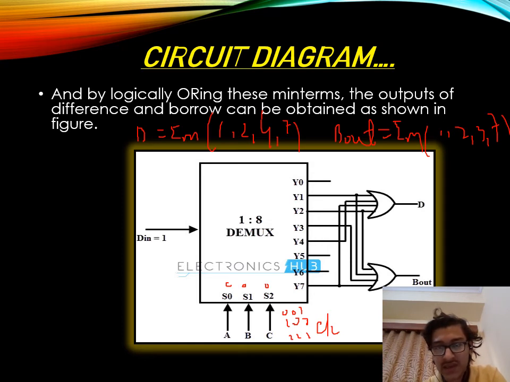Now for D, we got 1, 2, 4, 7. So 1 here, this is 2, these are all connected. See, 1 here, this is 2 here, and 4 we got here, and 7 we got here. So these four are connected for difference, and for borrow we get 1 going down here, this 2 going down here, 3 going down here, and 7 here. So this is the circuit diagram we made using the outputs and minterms we got.